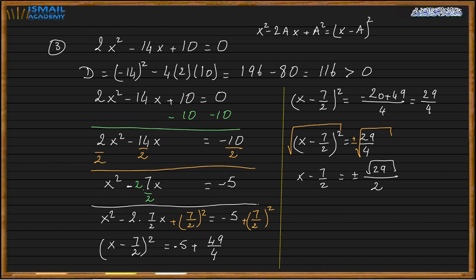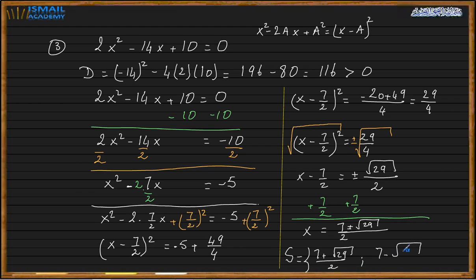Now I need to solve for x, so what I do, I add 7 over 2 both sides. So my answer will be x equal 7 over 2, and this is a common denominator, so I can put only one line, plus or minus square root of 29 over 2. So this is my solution. I can put the solution either in one form or in two forms, like 7 plus square root of 29 over 2, and 7 minus square root of 29 over 2.